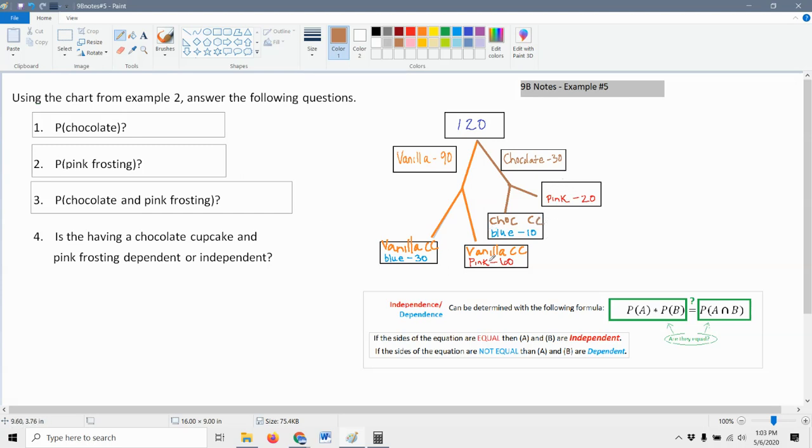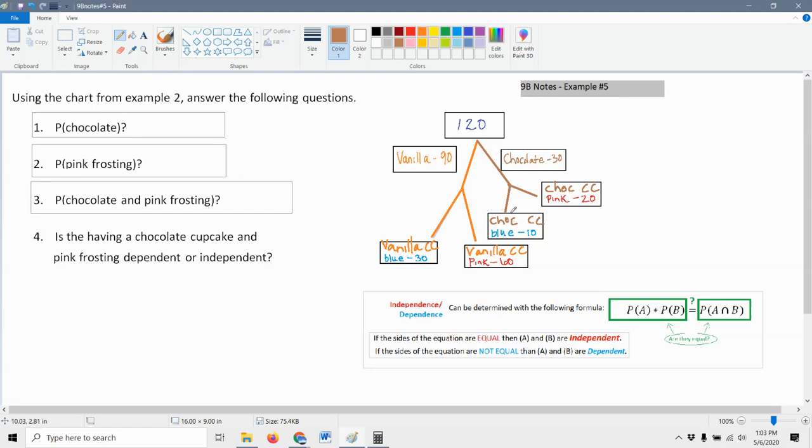That's because the bottom numbers at the bottom of a tree diagram are the only actual thing we have. The other boxes are subtotals of what's down here. But these are the actual items in our sample space. So we have 90 vanilla cupcakes. Here is just reminding us all the vanilla cupcakes added together is 90. But here, 30 of them are with blue icing, 60 of them are with pink icing.